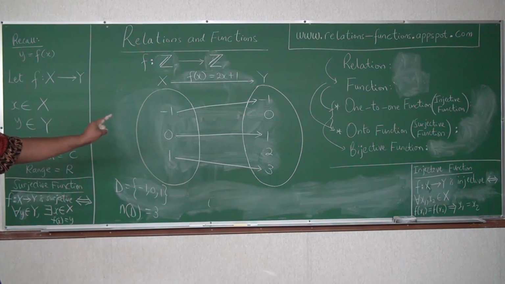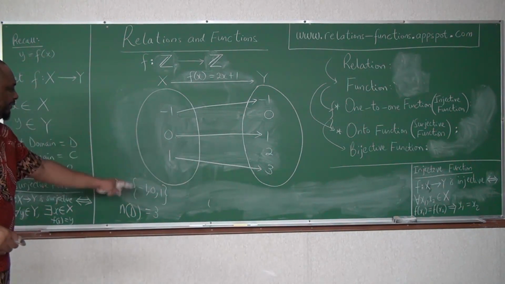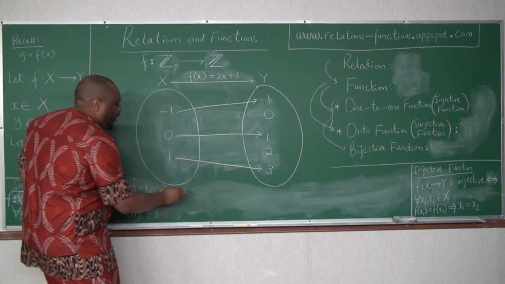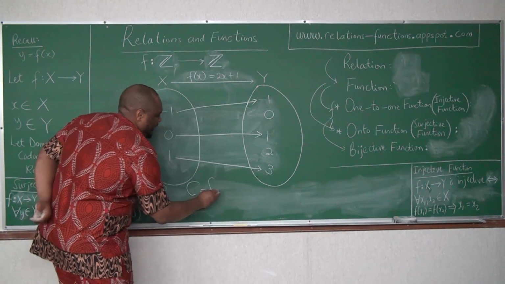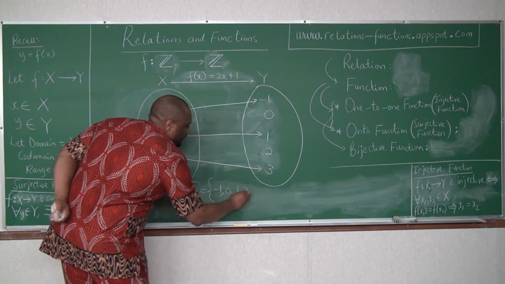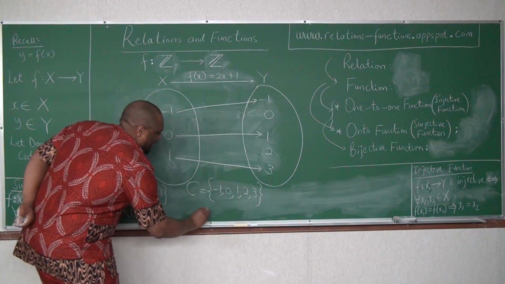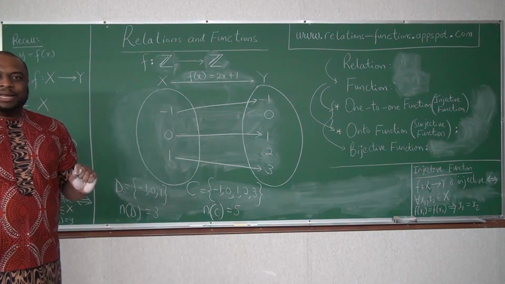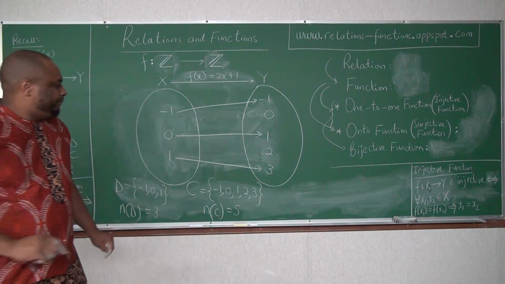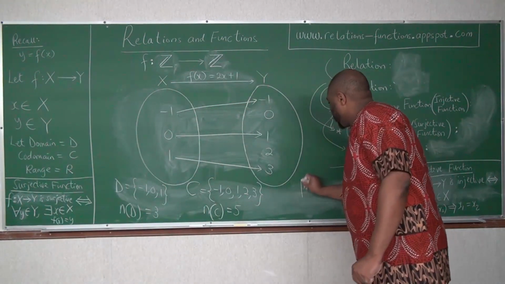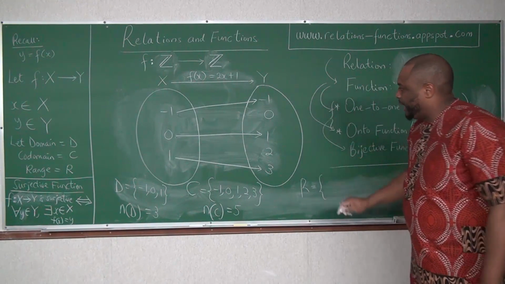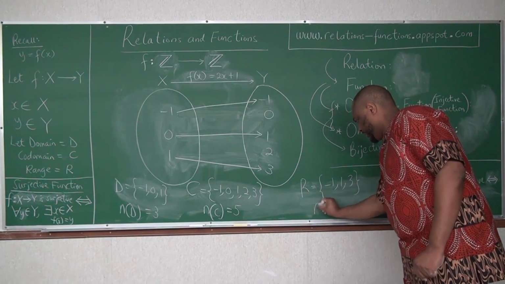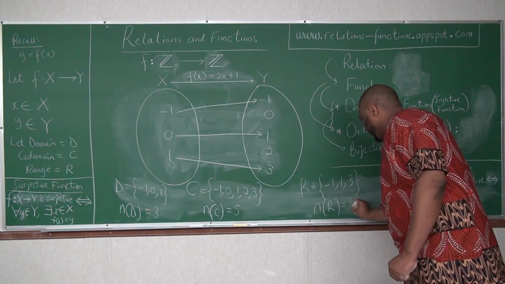So look at this here, folks. The domain is -1, 0, 1. Okay, that's fine. Cardinality of the domain is 3. The codomain is -1, 0, 1, 2, 3. Cardinality of the codomain is 5. The range, now this is where you look. The range is -1, 1, and 3. Cardinality of the range is 3.